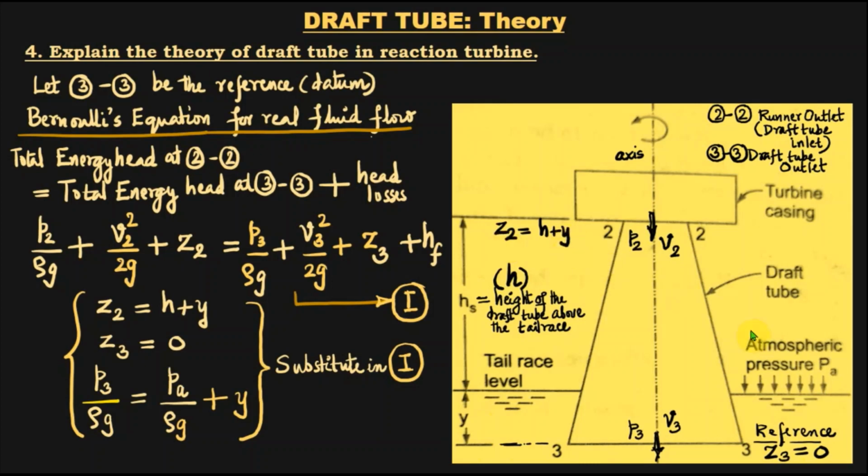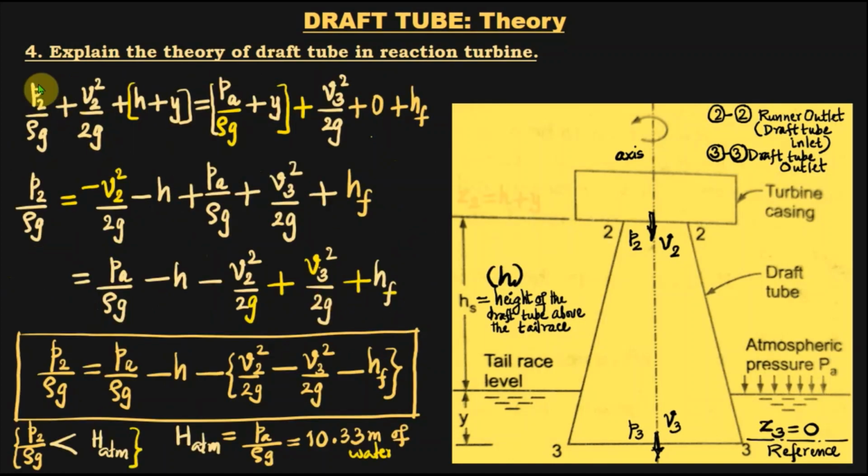And now what about the pressure P3 and its relation with atmospheric pressure? Pressure head at level 3-3 is given by pressure head at the tail race level plus this Y. In other words, PA by rho g plus Y will be equal to P3 by rho g. We will now substitute the values of Z2, Z3 and P3 by rho g in this equation, which we obtained by applying the Bernoulli's equation between section 2-2 and section 3-3.